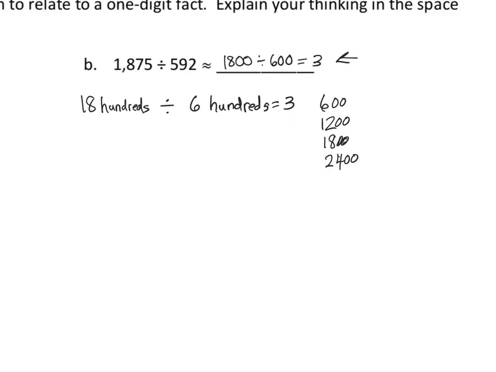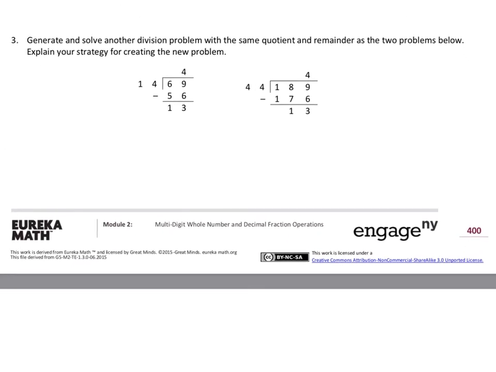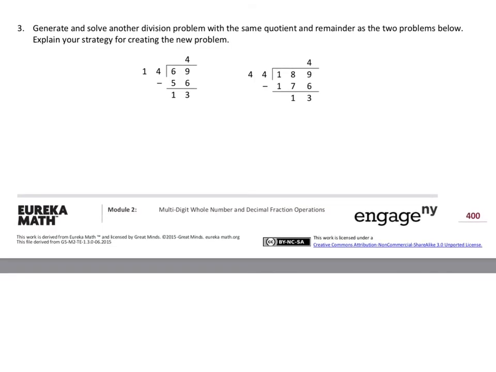So let's go to our next problem. Next problem states, generate and solve another division problem with the same quotient and remainder as the 2 problems below. Explain your strategy for creating the new problem. We could use a strategy that I have taught my students to come up with another problem by using a check for division. And the check for division is quotient times the divisor plus the remainder equals the dividend.